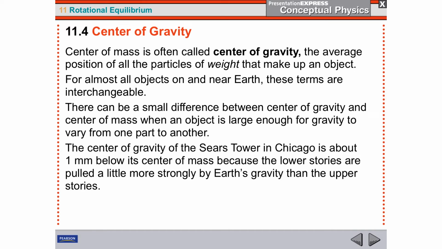So the only time that you're going to get a different center of mass and center of gravity is when you have something so huge that one side is close enough to the other mass that its gravity would attract more than the average mass would.